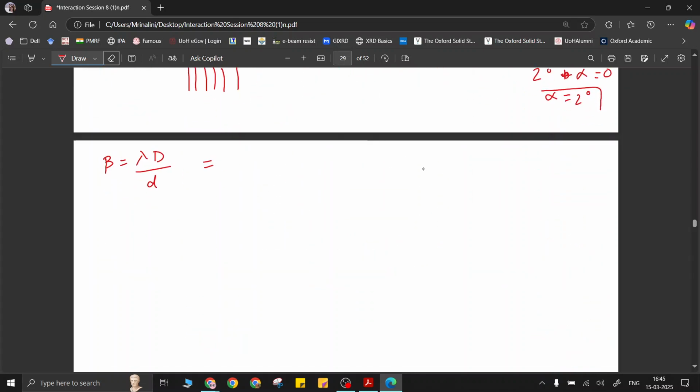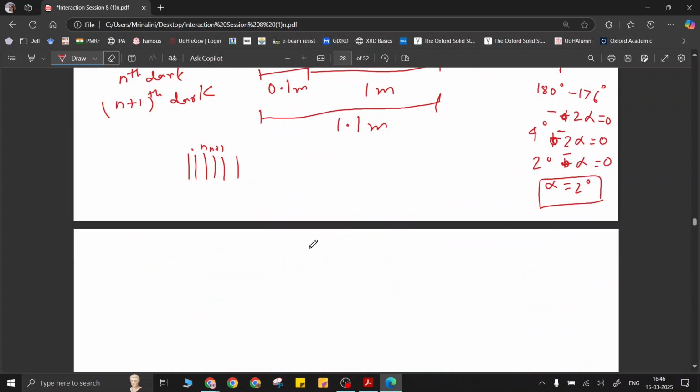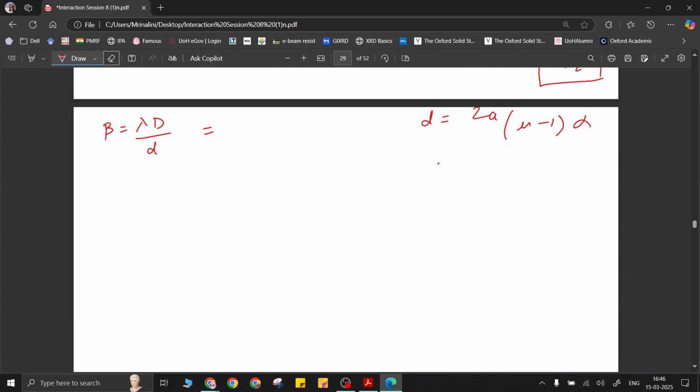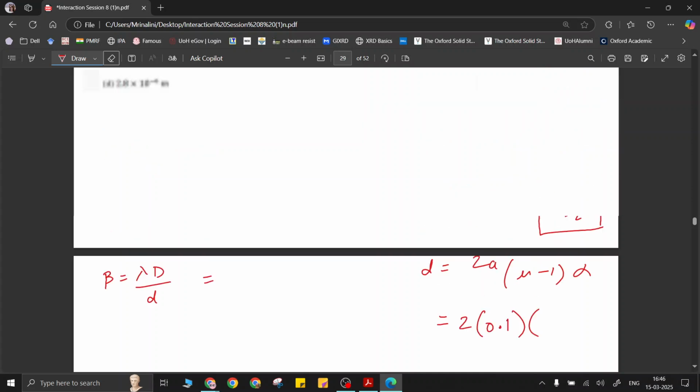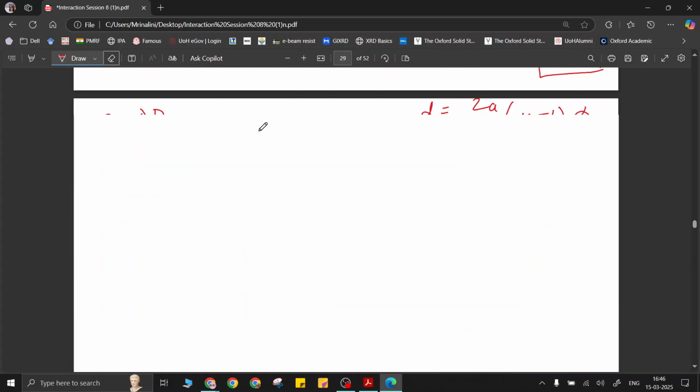Again recall, we got to know one formula, where this distance is given by 2a multiplied by mu minus 1 times alpha. Alpha is the angle of prism that we have just now found out, and a is the distance between source and biprism, which is 0.1 meters. Our answers are also in meters, so we'll keep everything in meters. So let's calculate d. 2 times 0.1 meters. The refractive index has been given to be 1.5. So this is 1.5 minus 1 times alpha, which is 2 degrees.